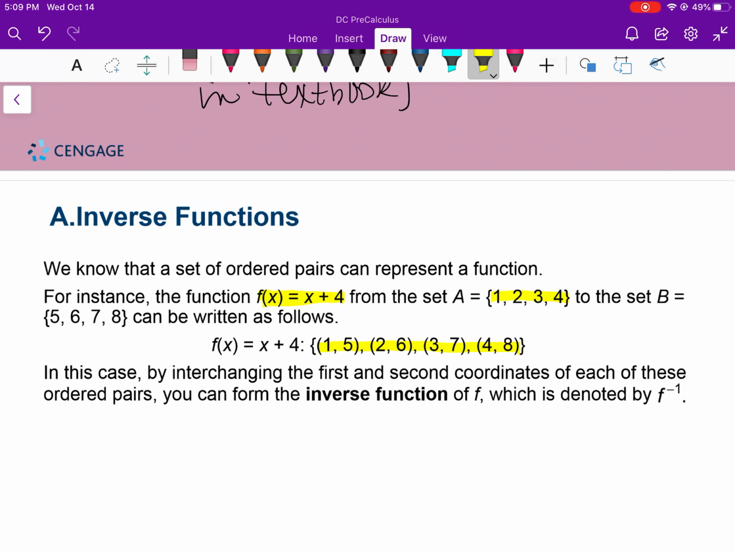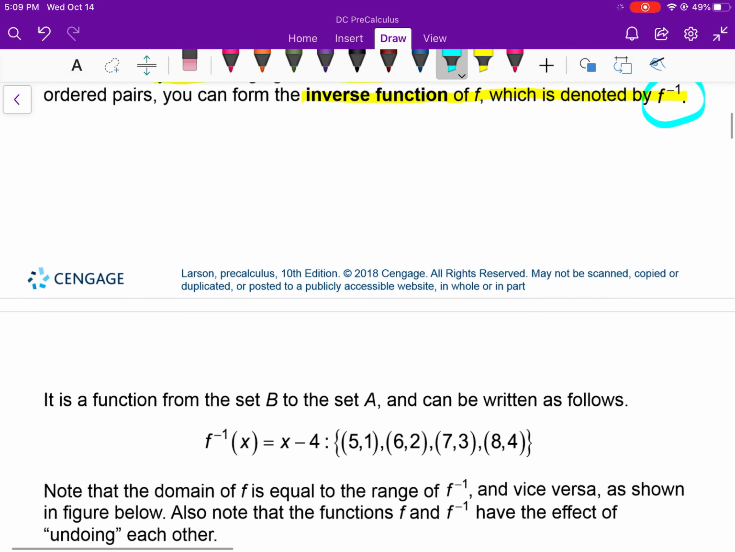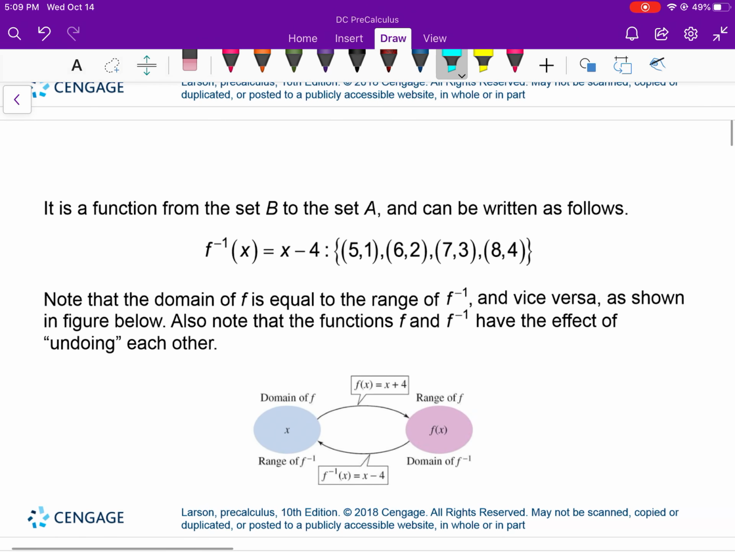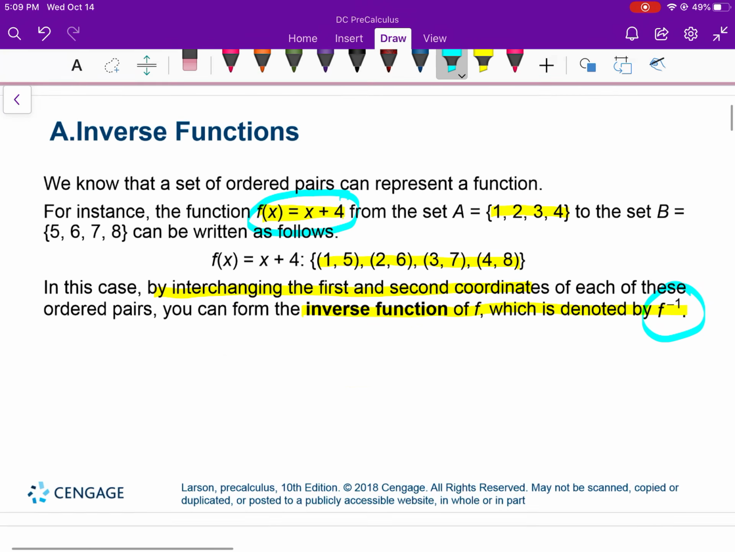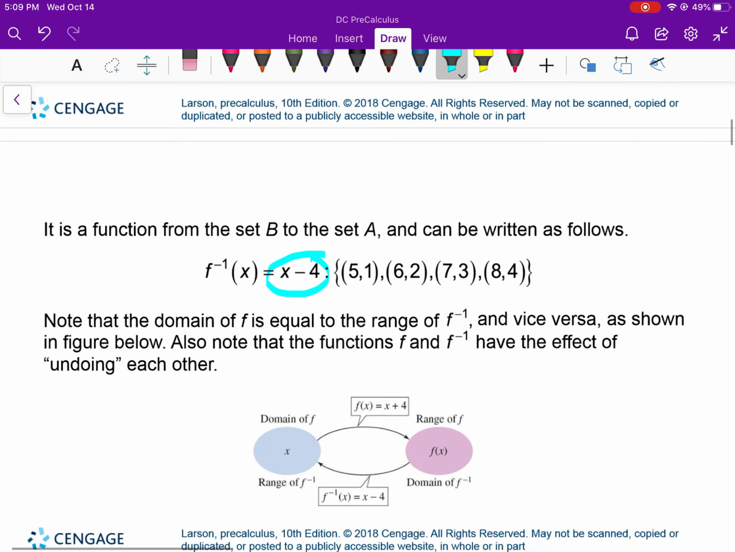So that's what they say right here. If you interchange the coordinates, you're going to get its inverse. The notation for an inverse is f inverse right here. And so then you can write your inverse as a set of ordered pairs that are written backwards. You can also write it with the equation x minus 4. So if you think about taking x plus 4 and adding 4, you would be subtracting 4.